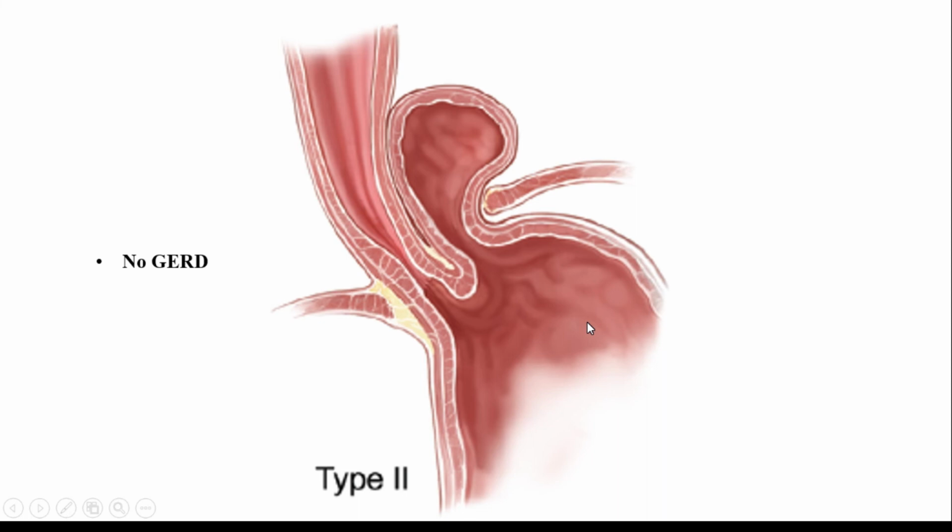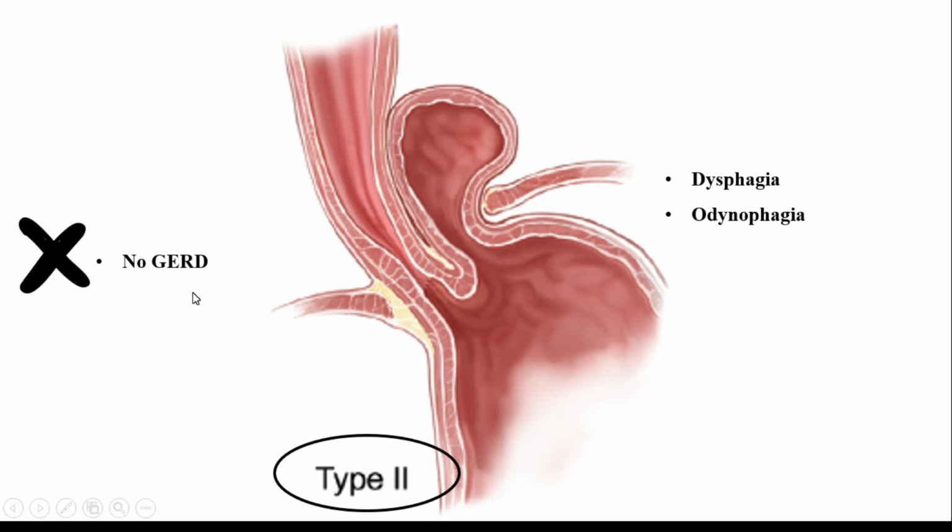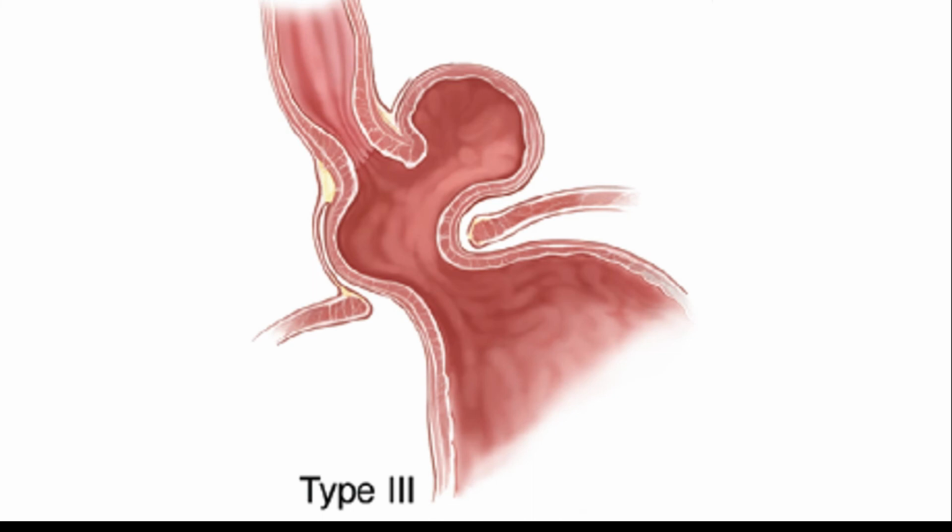So we will face difficulty in swallowing. That is known as dysphagia. And we may also experience painful swallowing, which is known as odynophagia. So in type 2 hiatal hernia, there will be no gastroesophageal reflux disease as the junction is in its normal position, but there will be dysphagia and odynophagia because of the pressure from the fundus of the stomach on the lower end of the esophagus. So that is about type 2 hiatal hernia, and this is type 3 hiatal hernia.